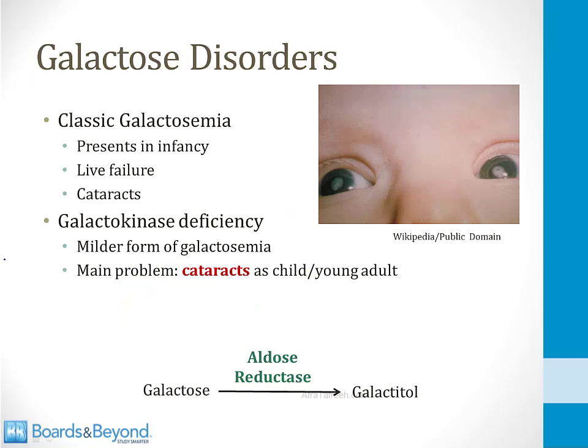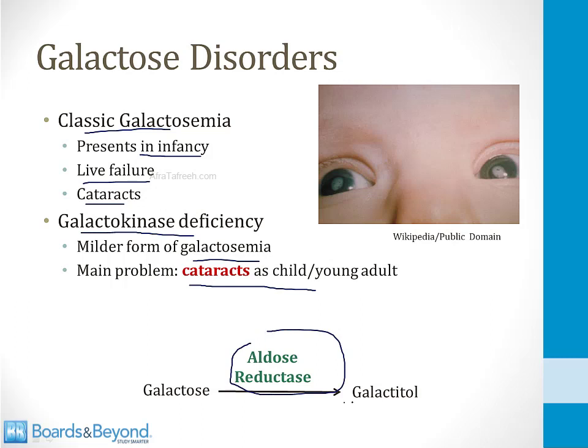I talk about metabolic disorders of galactose in the biochemistry section, but I'll just review here that there are two inborn errors of metabolism that lead to very high galactose levels, and these conditions can lead to the development of cataracts in children, which is very unusual. Classic galactosemia presents in infancy with liver failure and development of cataracts. Galactokinase deficiency is a milder form of galactosemia. The main problem in children who have this disorder is that they will develop cataracts as a child or young adult. And the mechanism of cataracts in both of these disorders is believed to be that aldose reductase converts galactose into galactitol in the lens, and that leads to a high osmolarity which draws in fluid and opacifies the lens.